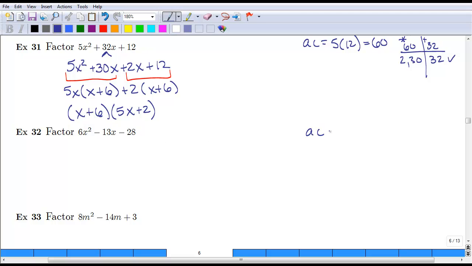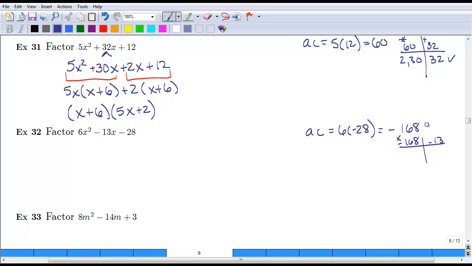In this case, AC is going to be 6 times negative 28. So if you multiply that, you end up with negative 168. I know that at first this might seem a little bit tricky. We need to multiply to be negative 168, and we need to add to be negative 13. So I guess we need to subtract to be 13.